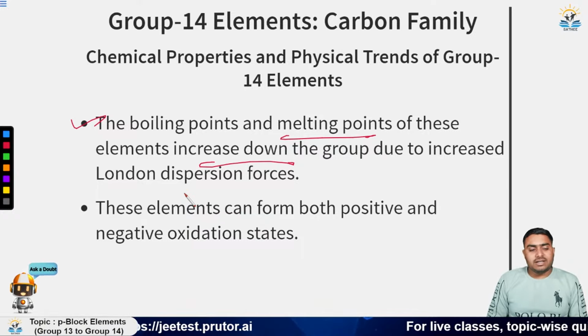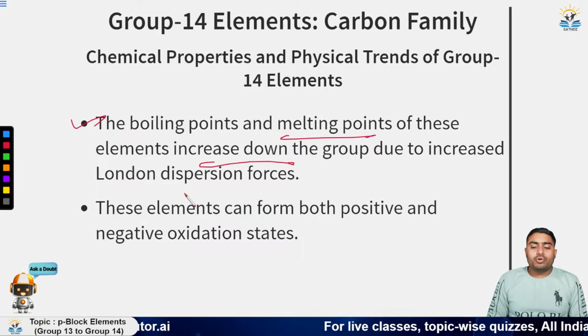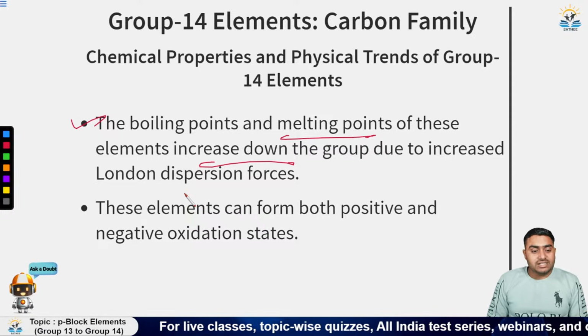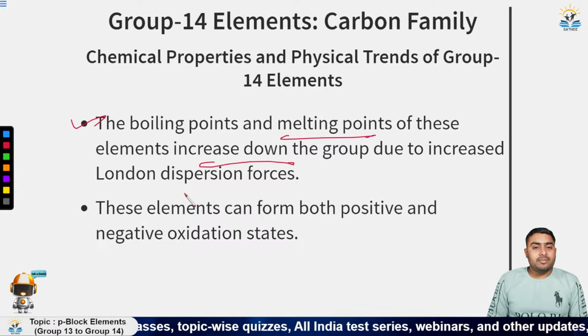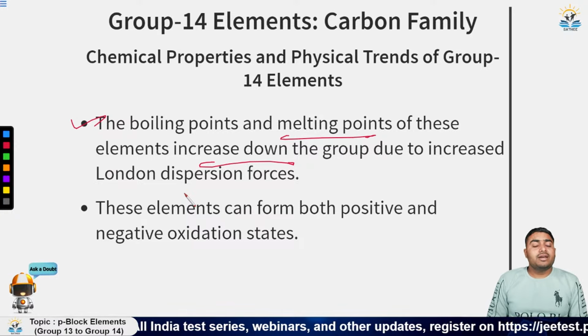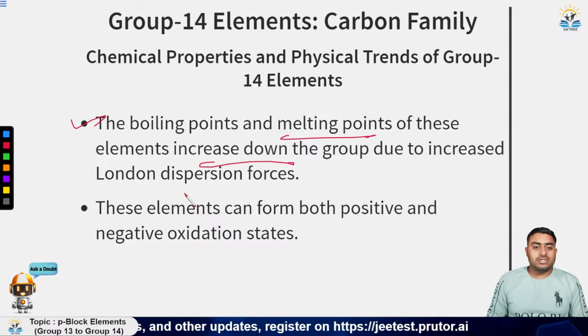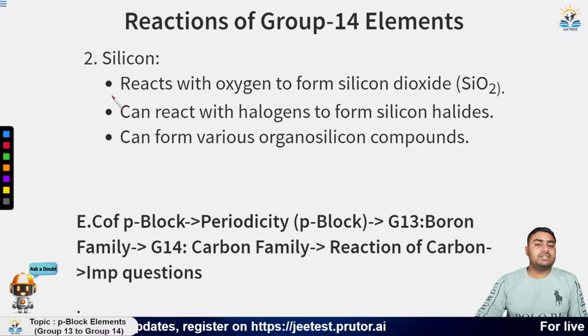So that's the reason behind this. These elements can form both positive and negative oxidation states. That's a very interesting point. These carbon family elements, that means carbon, silicon, germanium, tin, and lead, can form both positive and negative oxidation states. Now my point is here, silicon.